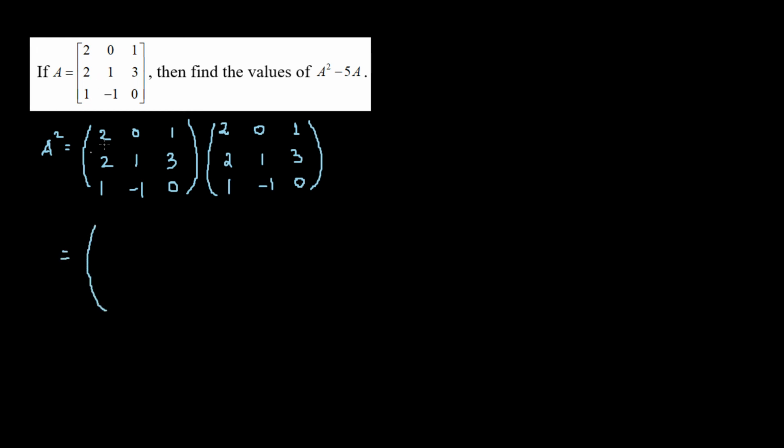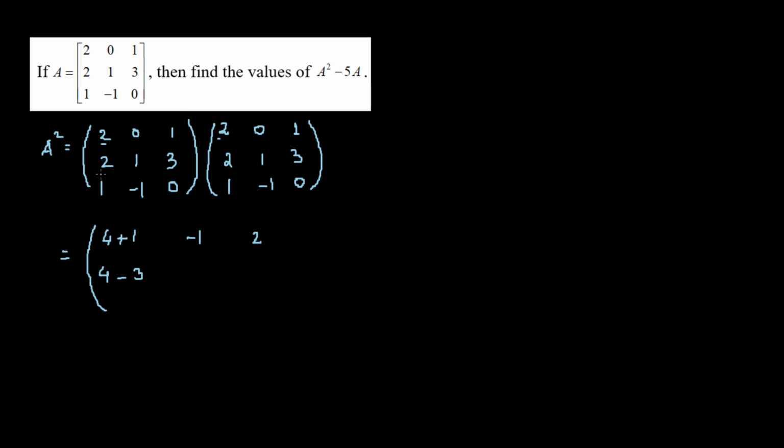So the first entry will be 2 times 2 is 4, 0 times 2 is 0, so I'm skipping it, and 1 times 1 is simply 1. Similarly, for the second entry, that will be 2 times 0 is 0, plus 0 times 1 is 0, so we are left with only a -1 here. For the third entry, we have 2 times 1 is 2, 0 times 3 is 0, and 1 times 0 is 0. Then we have 2 times 2 is 4, 1 times 0 is 0, and 3 times -1 is -3.